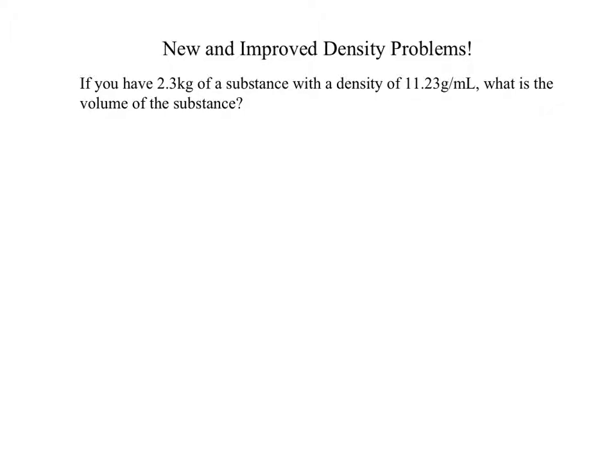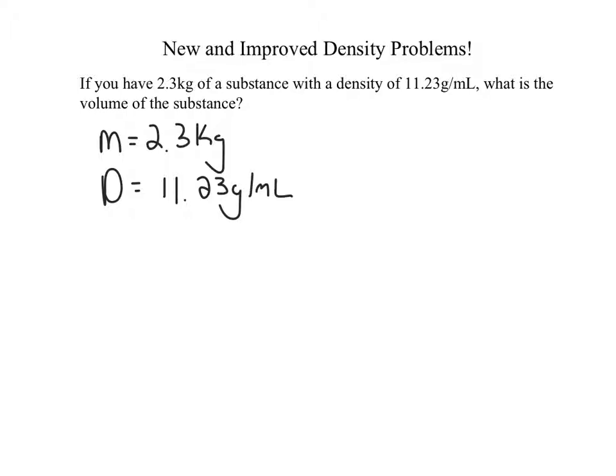Okay, so let's go through this one and make sure we're all right. So if you have 2.3 kilograms, so that is a mass, 2.3 kilograms, of a substance with a density of 11.23 grams per milliliter, what is the volume of this substance? So now I'm going to pick my equation, so D equals M over V, and before I plug in, I want to check my units. I have a problem. Kilograms and grams.